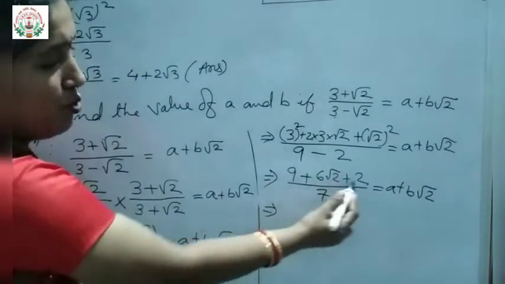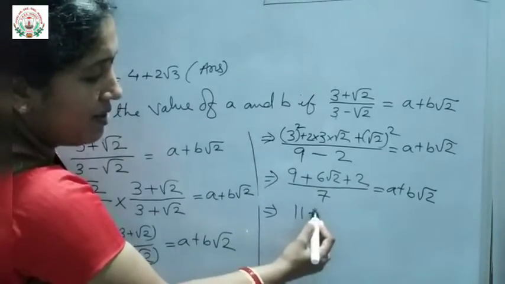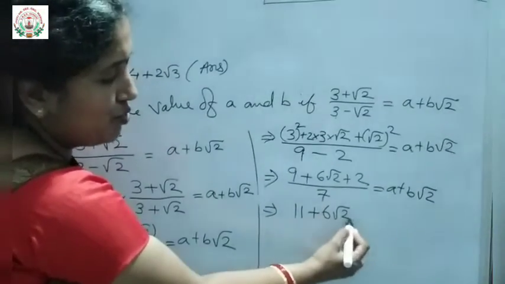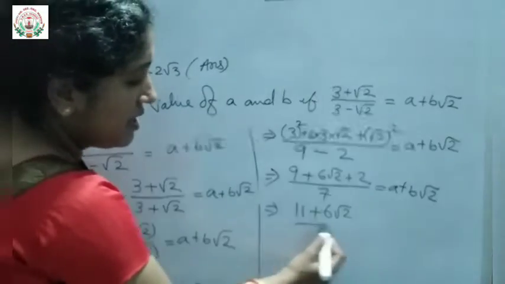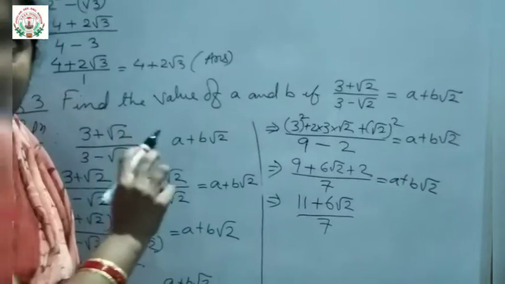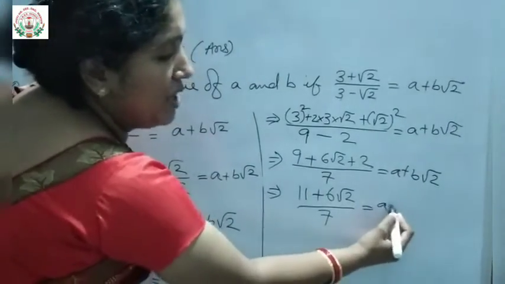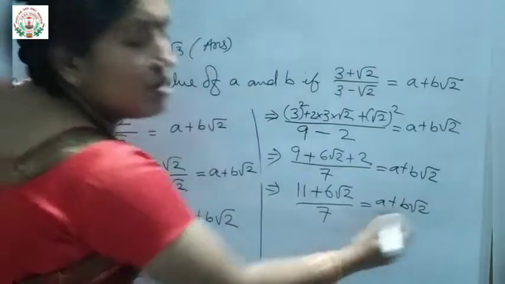Now here the whole numbers will add: 9 plus 2 will be how much? 11 plus 6 root 2, this is upon 7. 7 is a rational number, not irrational. That means we have done rationalization, that is equal to a plus b root 2.